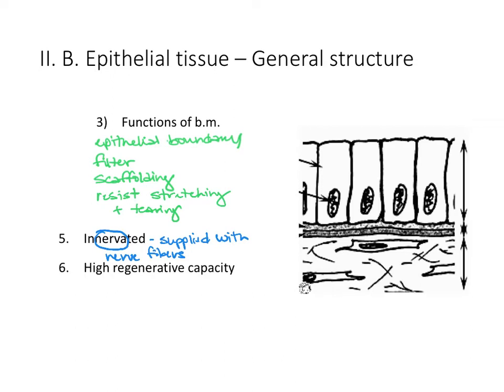And the last characteristic is a high regenerative capacity. So regeneration means that we can make it over. And in this case, it means that the tissue can do rapid mitosis. And if you think about it, that's pretty important because this tissue is usually subject to a lot of abrasion and possible damage. And so if it is damaged, we can repair it pretty quickly.